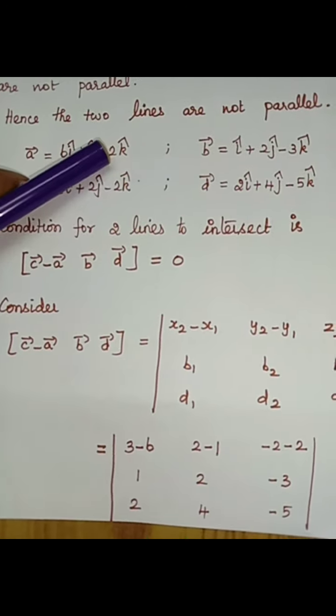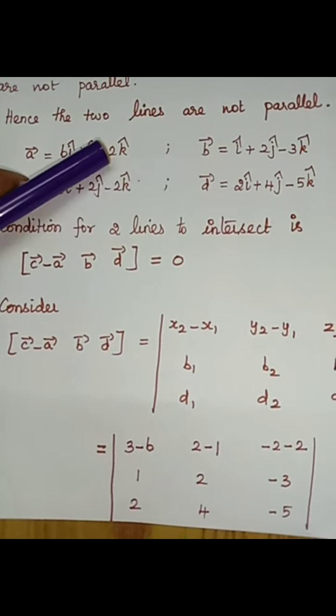So minus 7 is not equal to 0. So the box product of c vector minus a vector, b vector, d vector is not equal to 0. Therefore the given lines are not intersecting lines. Already we have proved that the given lines are not parallel lines. Therefore the given lines are skew lines.